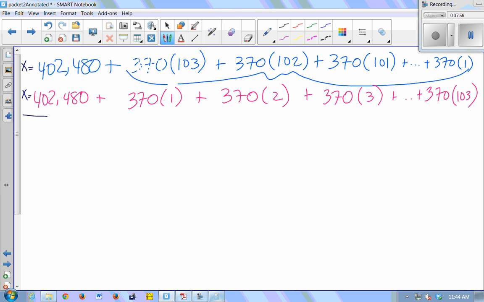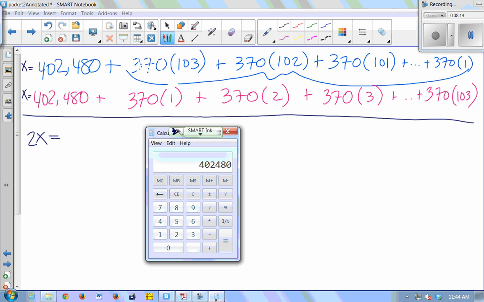So here's my little magic trick. Take these two equations and add them together. What does x plus x equal? 2x. Good. And then add all my other terms together. So 402,480 plus itself is 804,960.